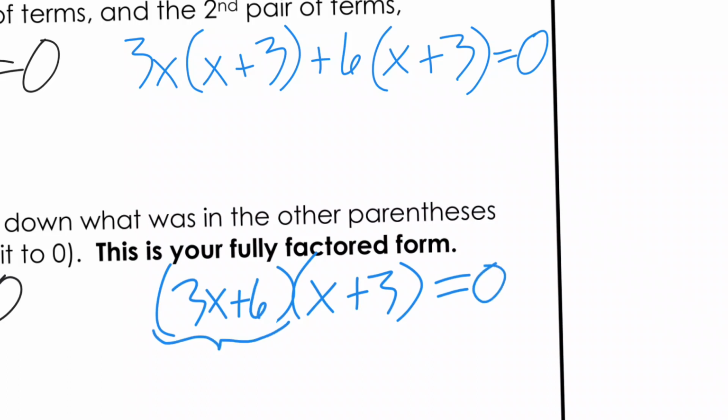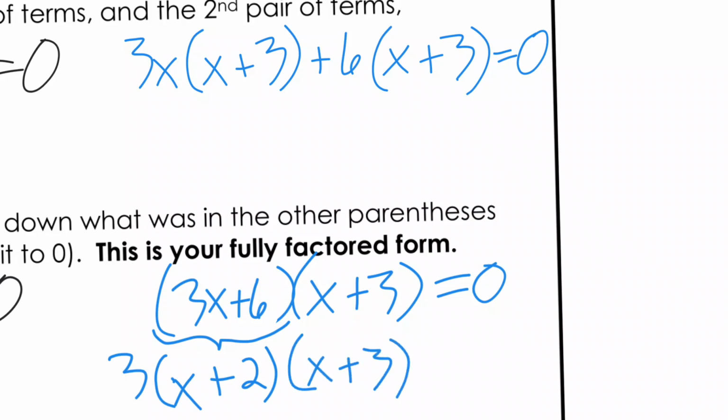Now this one's a little bit special because you see that 3x plus 6 still has a greatest common factor they can be divided by. So they're both divisible by 3. So what I'm going to do is 3x divided by 3 is x, and 6 divided by 3 is 2. So I'm going to factor out that extra factor, if you will. And so this right here is my fully factored form.